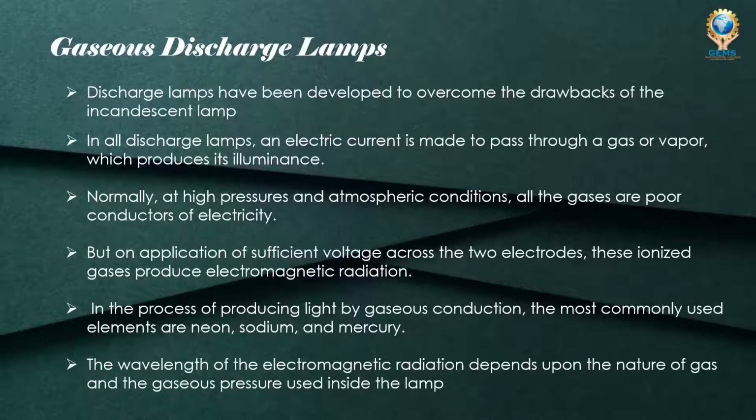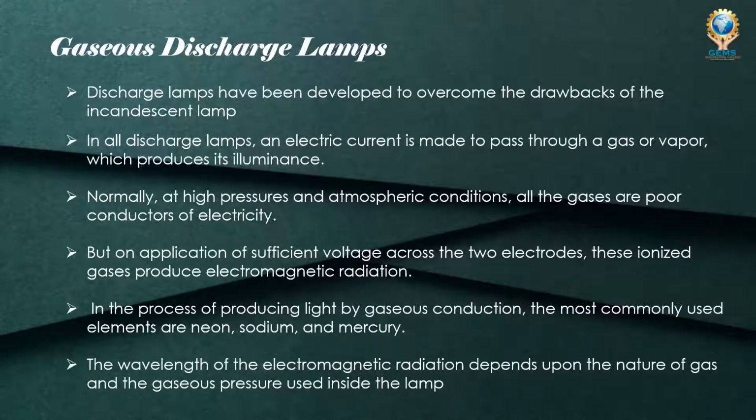In all discharge lamps, an electric current is made to pass through a gas or vapor which produces illuminance. This is the main important principle. What will happen? The electric current is made to pass through the gas or vapor. Then it will produce the illuminance.